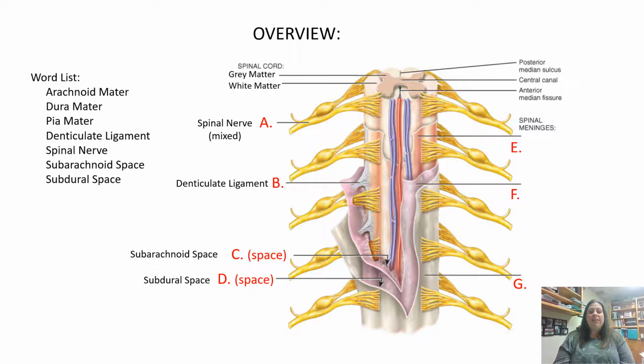We then see the other space. D is the subdural space. E is the pia mater, which is the inner layer of the meninges. F is the arachnoid mater, which is the middle. And then G is the outer layer of the meninges, which is the dura mater. So make sure that you take a look at these structures.